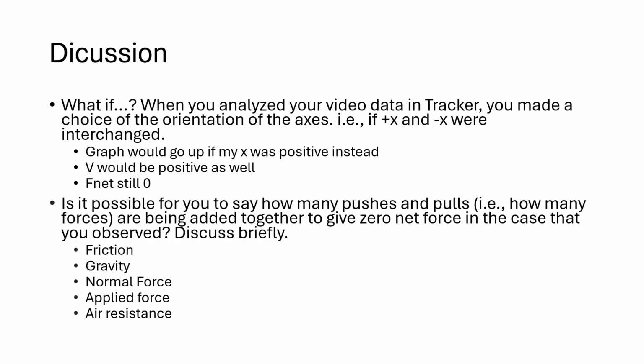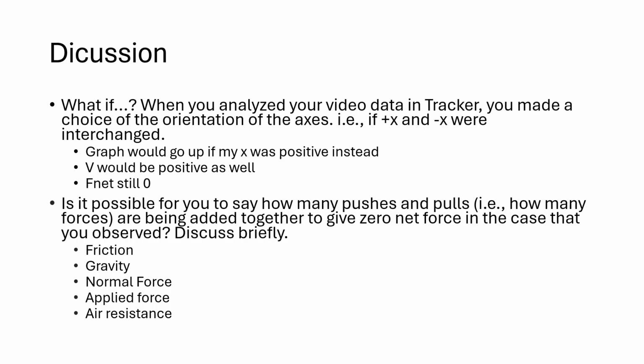Discussion. What if we analyzed your video data on Tracker and you made a choice of orientation of the axes, i.e., plus x and negative x were interchanged? For one, we did ours with the negative x direction, so if it was in the positive x, the graph would go upwards instead of downwards. V would also be positive instead of negative because your velocity goes in the same direction as your position, and our F net would still be 0. So really nothing would change. Everything would still be basically the same except for which way the graph is pointing. If it was positive, graph pointing up. If it was negative, graph pointing down.